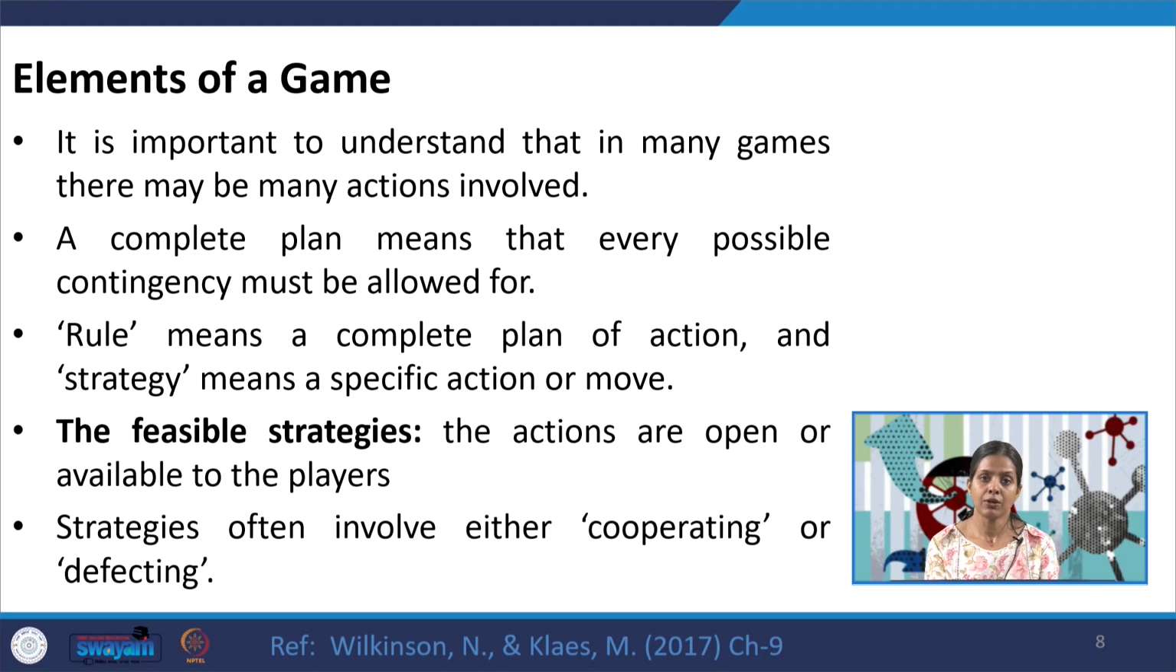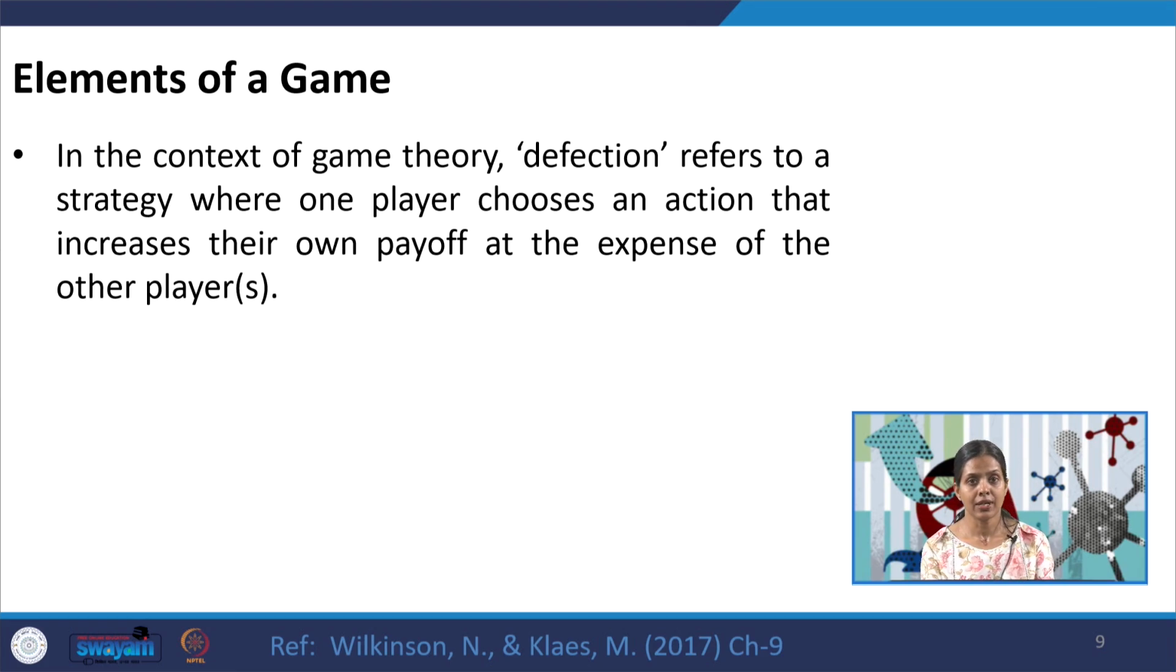Strategies often involve either cooperating or defecting. In the context of game theory, defection refers to a strategy where one player chooses an action that increases their own payoff at the expense of the other player. We will discuss specific games where such concepts are extensively used.